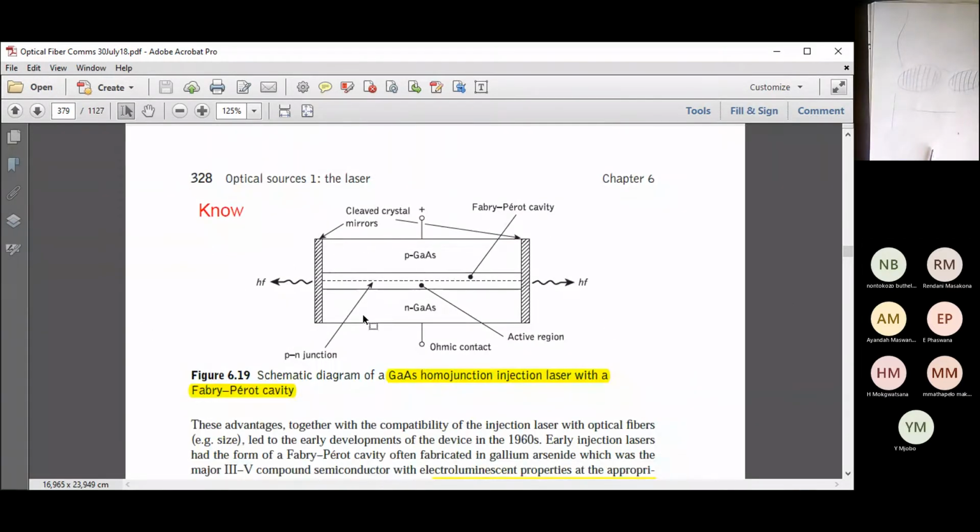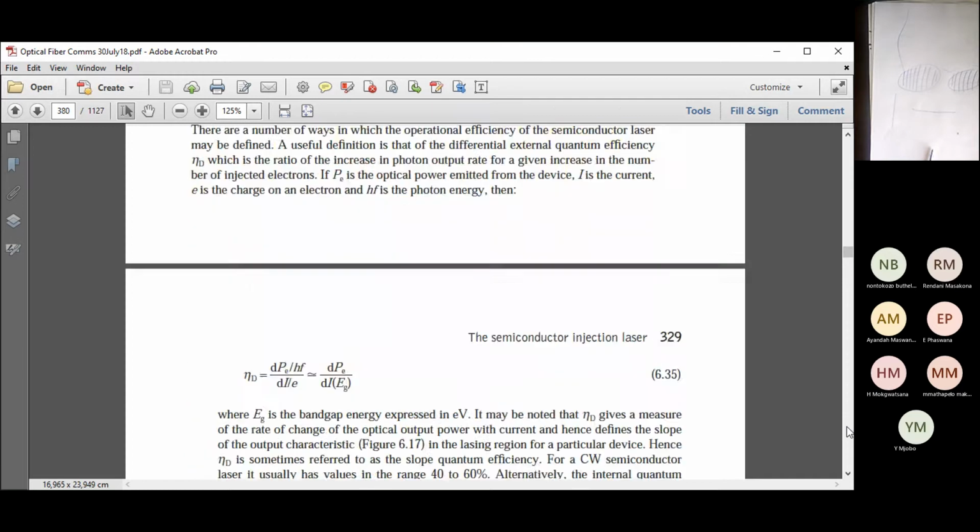I say you must know this, but don't worry. It just shows you another Fabry-Perot cavity here, and it's the same as the above, except there are 2 laser beams coming from this one, one at the left and one at the right. You don't have to know this picture, just skip it.